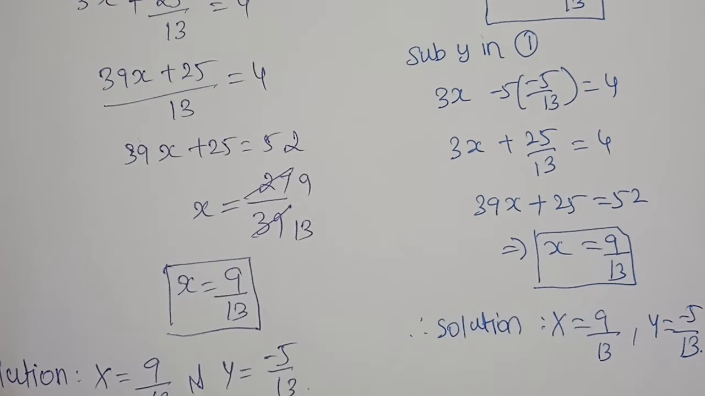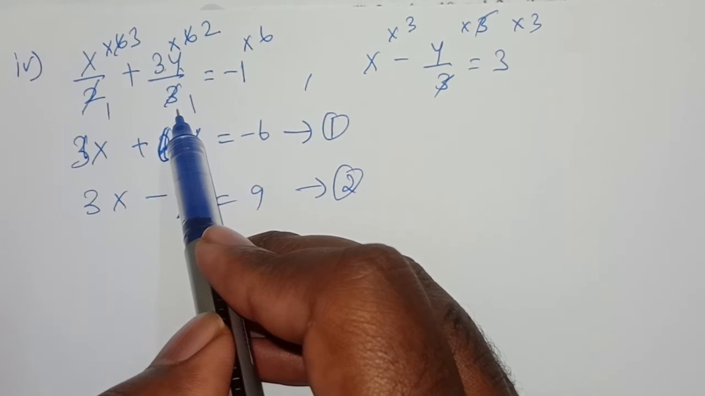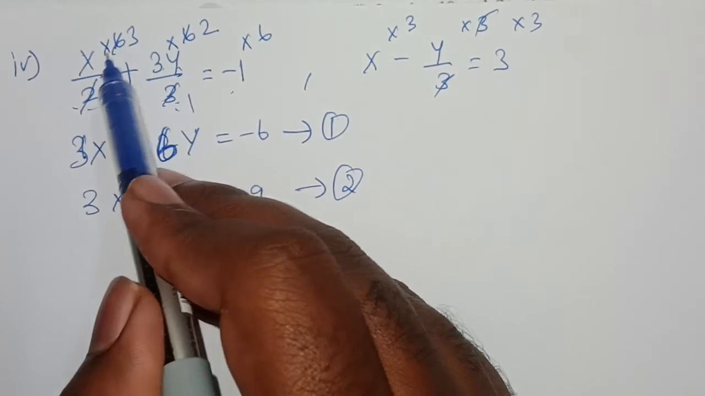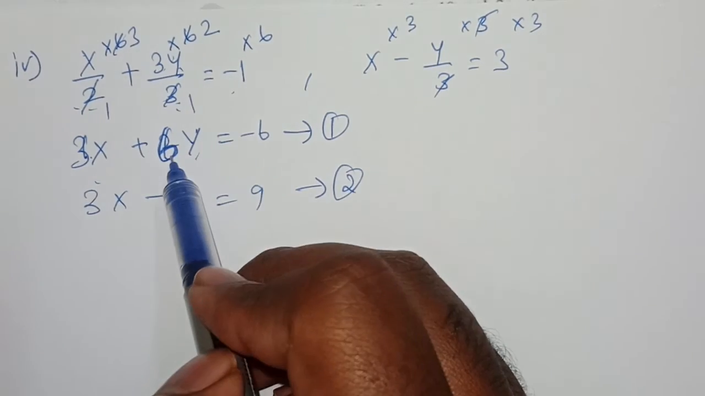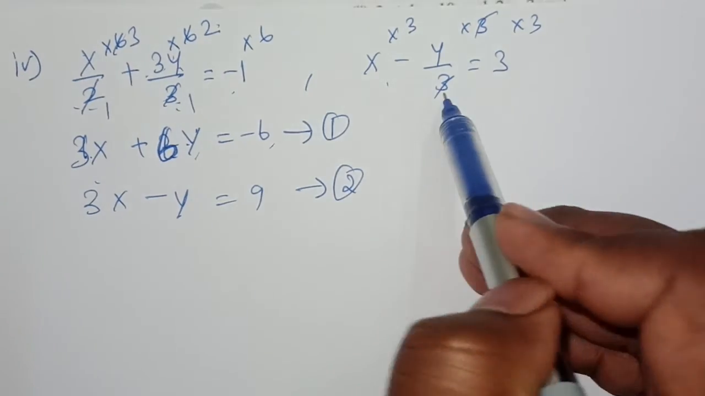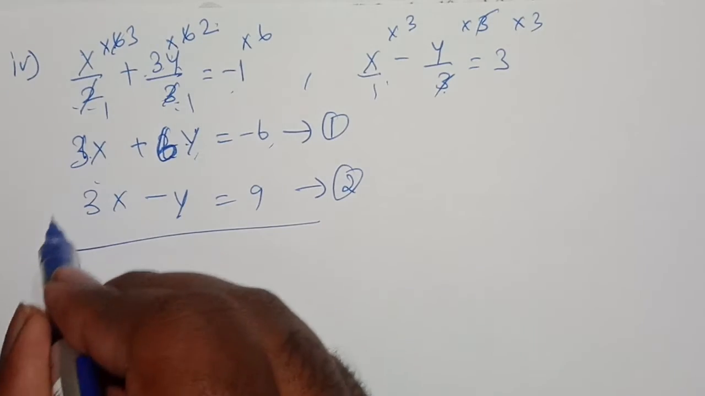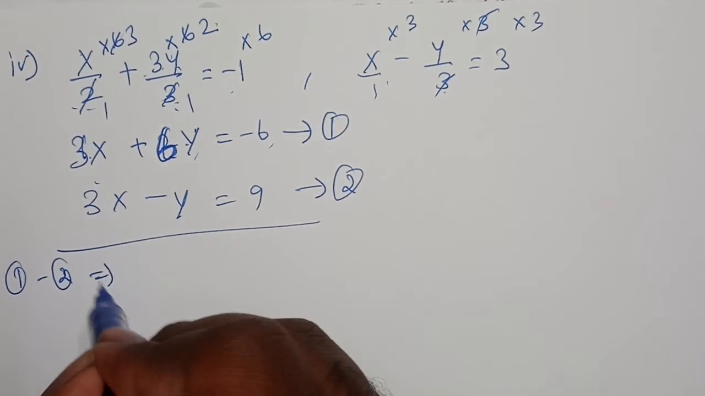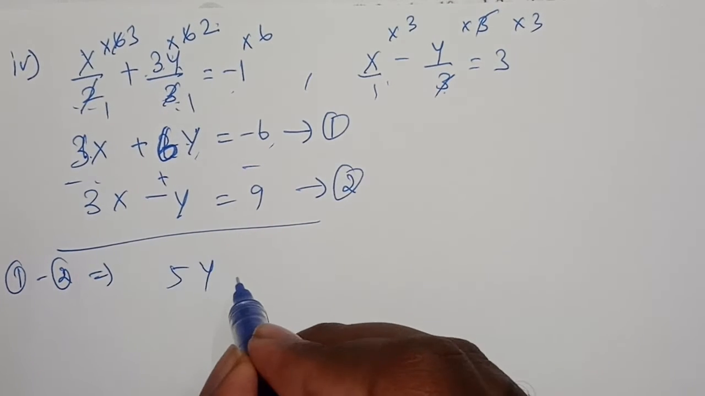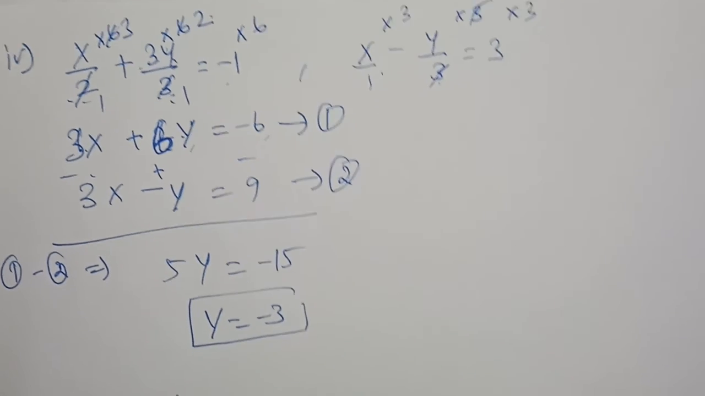Next, the fourth subdivision. The given question is x by 2 plus y by 3 equal to minus 1. We are taking the LCM of 2 and 3, and we multiplied by 6 throughout. Therefore, 3x plus 6y equal to minus 6. For the other equation, the LCM is 3, so I multiplied by 3 throughout. By subtracting, we get 5y equal to minus 15, y equal to minus 3. Substitute this in any one of the equations.